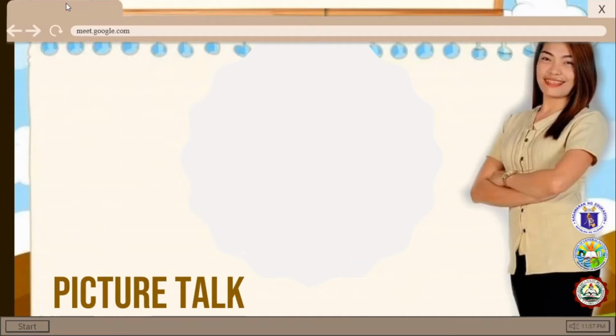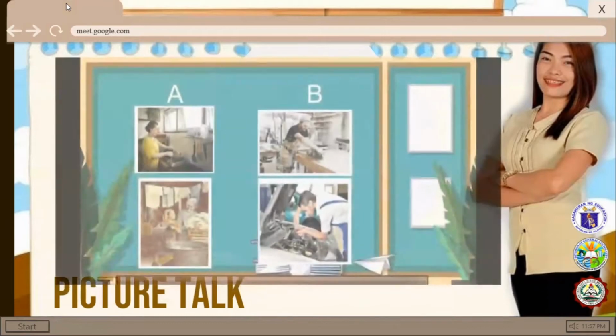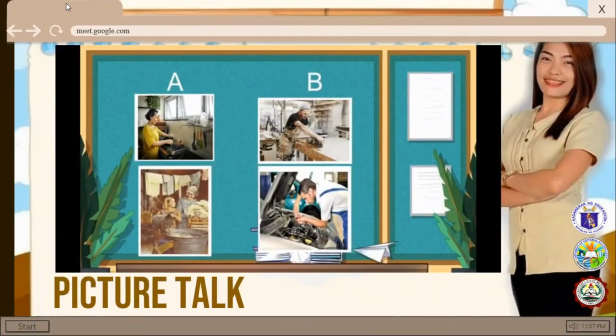For your first activity, this is entitled Picture Talk. I will be showing you pictures of men and women doing different types of work. Try to look closely at each picture and describe what you have noticed about the men and women in each print. You can pause this video if you need more time. Press play again if you're done with the activity and when you are ready to proceed with the lesson.